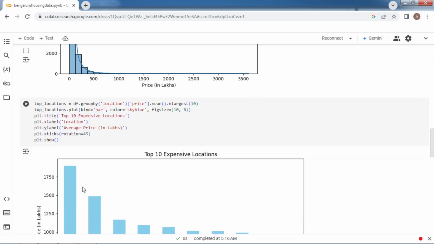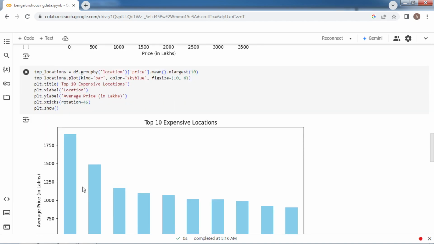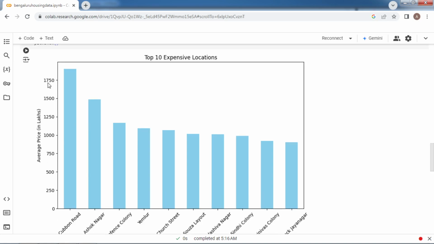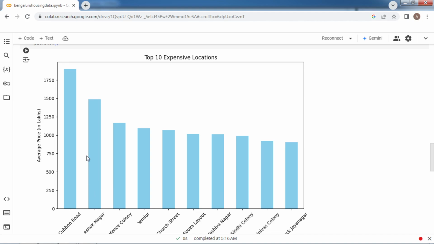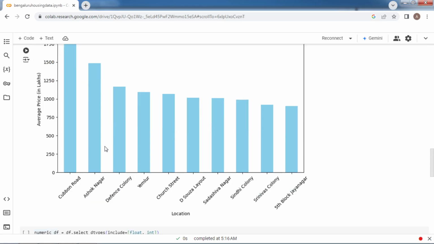Okay, now moving on to the next visualization, which is going to help us identify the most expensive locations in Bengaluru. I have grouped by location and price over here. You can see the average price in lakhs on the left side, and at the bottom you can see the areas. Cubbon Road has the most expensive houses, and 5th Block Jayanagar has the least. And you can see Ashok Nagar is more expensive compared to Srinivas Colony.